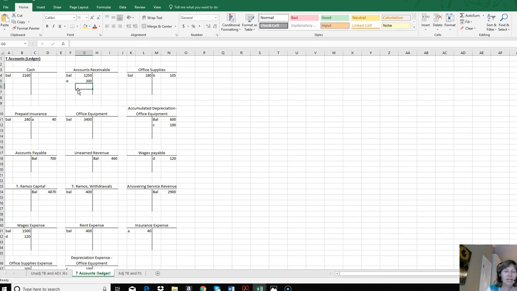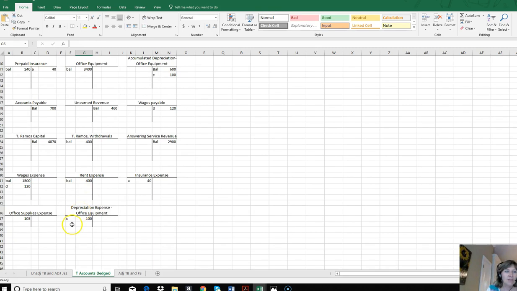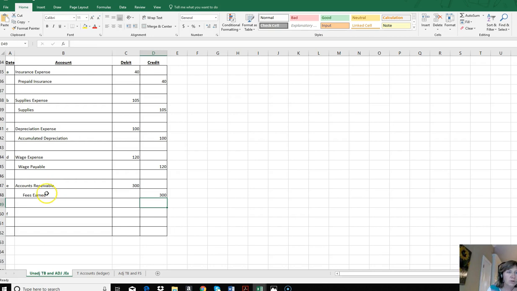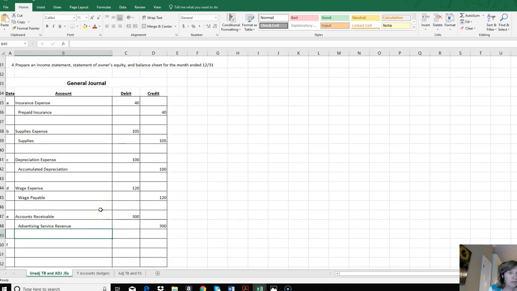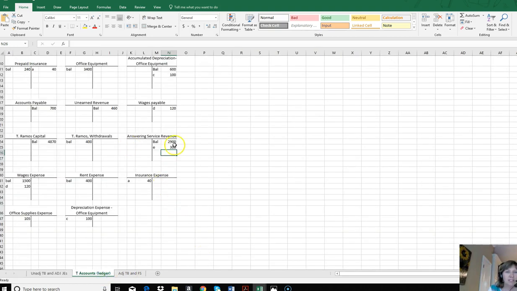Letter E, 300, accounts receivable goes up. Letter E, fees earned. Oh, I've been calling it fees earned. It is called advertising service revenue for us. I'm going to go and fix that. So that should not be fees earned because we don't have a fees earned. Our revenue account is called advertising service revenue. Make sure I haven't done that any other place. No. All right. Advertising service revenue.